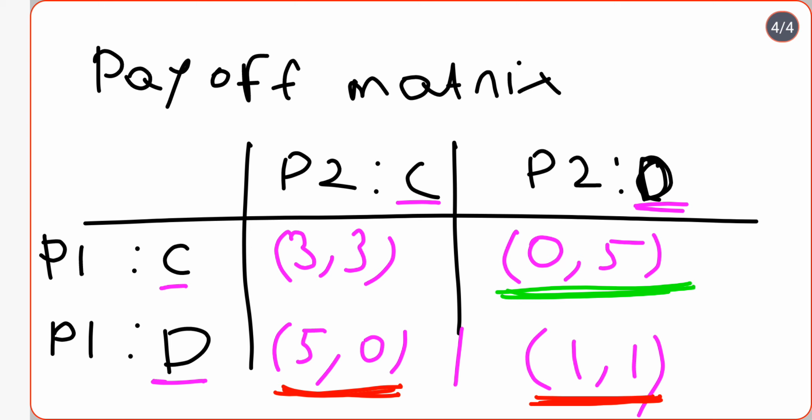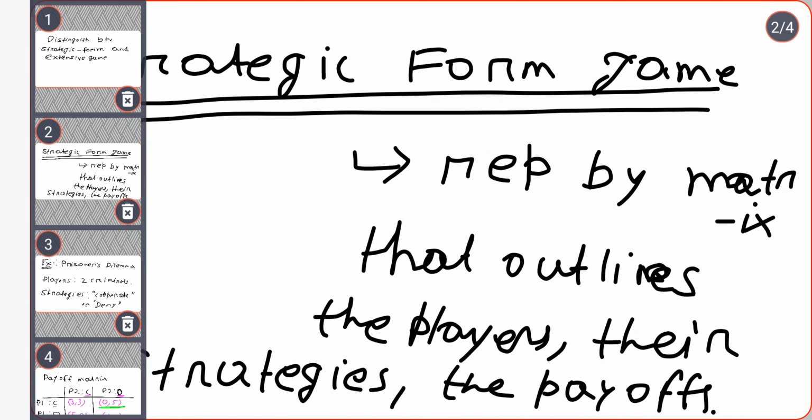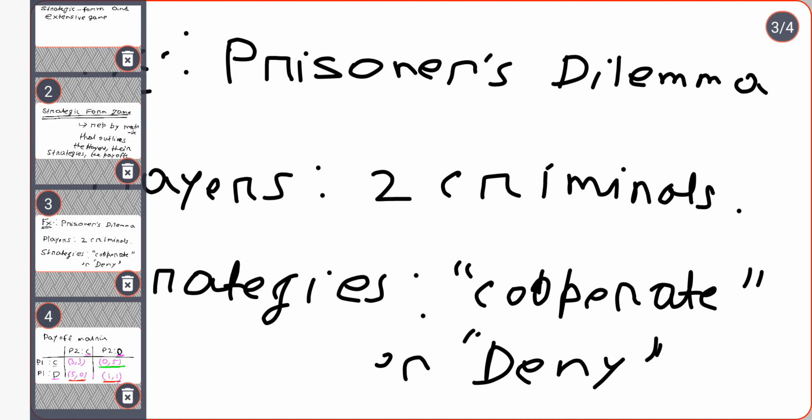This is the example of the prisoner's dilemma, and it is an example of a strategic form game. So we have understood the prisoner's dilemma and the strategic form game here. I may have mistakenly said in some of my videos that it is an extensive form game, but it is a strategic form game. If I have made that mistake, I am extremely sorry. So we have understood what a strategic form game is, and we have observed an example of it, the prisoner's dilemma.